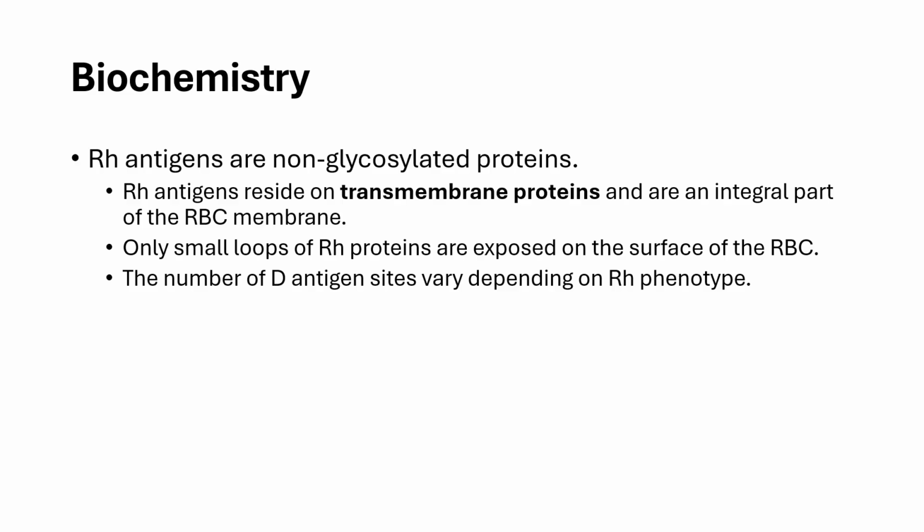The density of D antigen sites on red blood cells will vary depending on the individual's Rh phenotype. So individuals with the Rh positive phenotype tend to have a higher number of D antigen sites. The exact number of D antigen sites can vary widely among individuals and can influence the strength of antibody reactions.